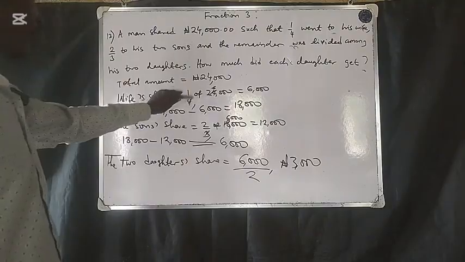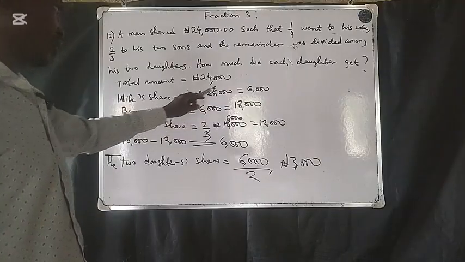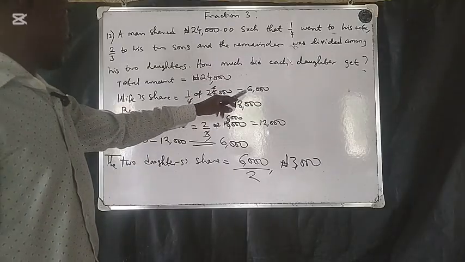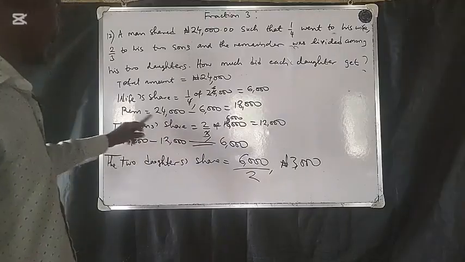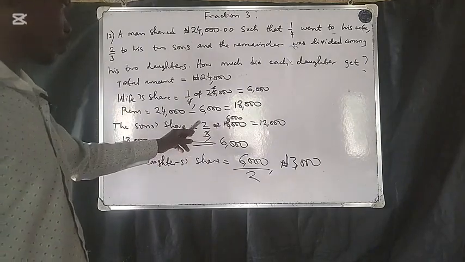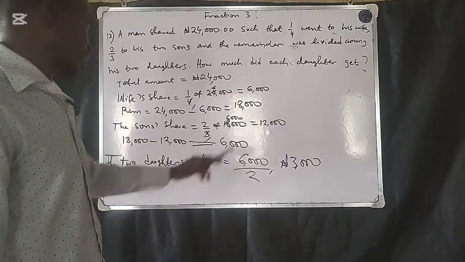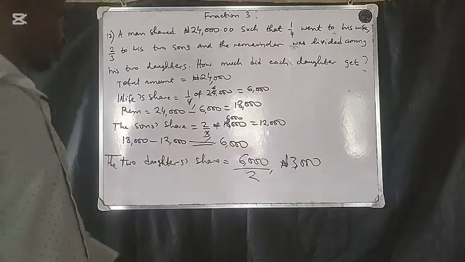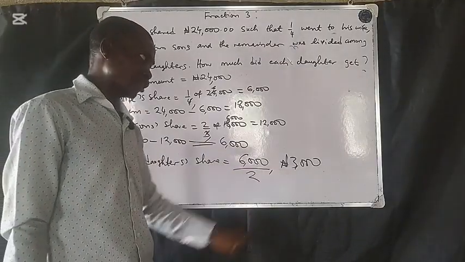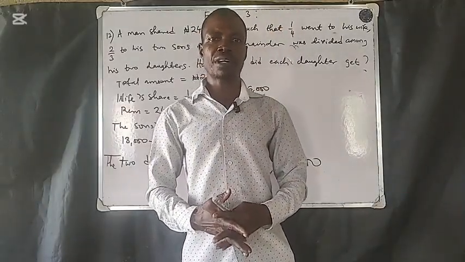The wife got 1/4 of that. That will be 6,000. If we divide 24,000 by 4, you have 6,000. Let's remove the wife's share from 24,000. We have 18,000. Out of this 18,000, the two sons got 2/3 of it. That will be 12,000. Let's remove that 12,000 from 18,000. We have 6,000. And the two daughters share the 6,000. They will take 3,000 each. That is the end of this video on word problems involving fractions.